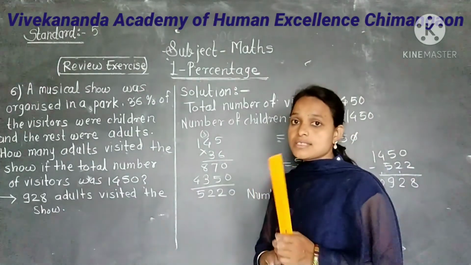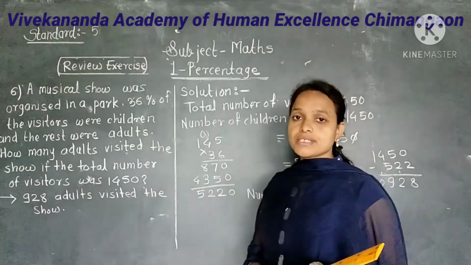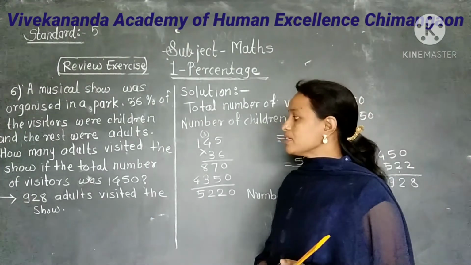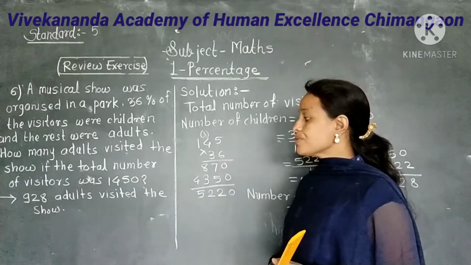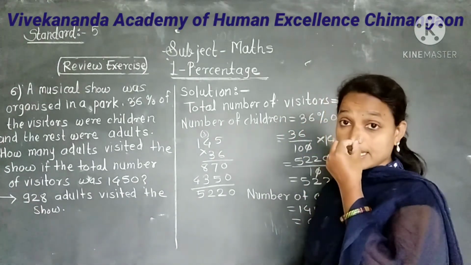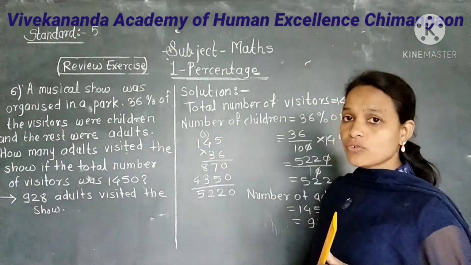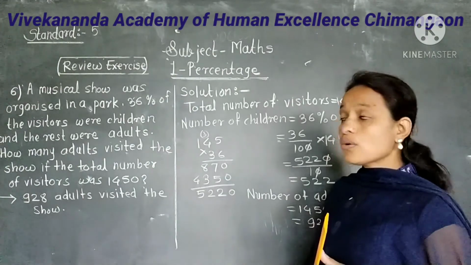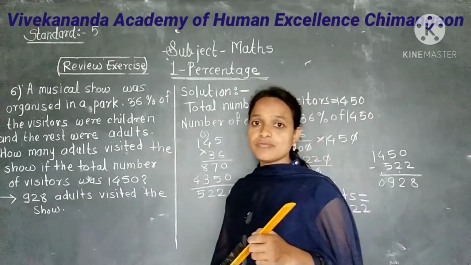See now, sixth word problem. A musical show was organized in a park. 36% of the visitors were children and the rest were adults. How many adults visited the show if the total number of visitors was 1450? See student, a musical show was organized and in that total visitors are 1450. Out of 1450, 36% were children. So here we want to find out how many adults visited the show if the total number of visitors is 1450.